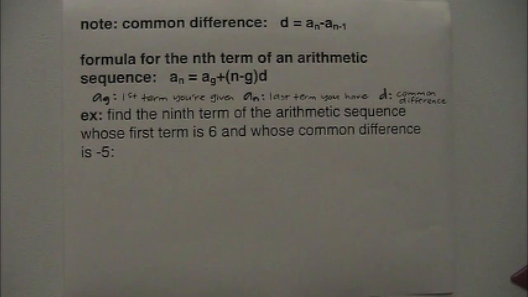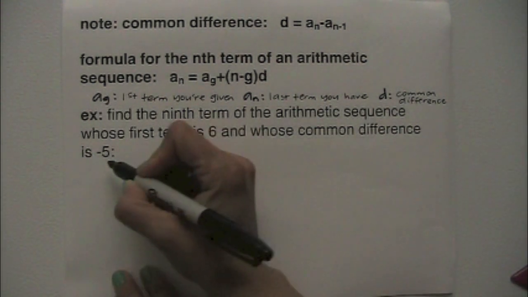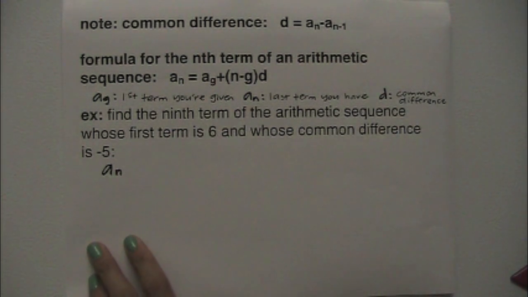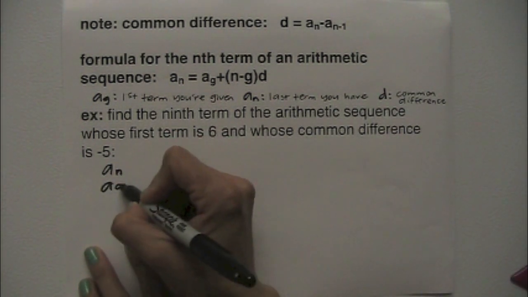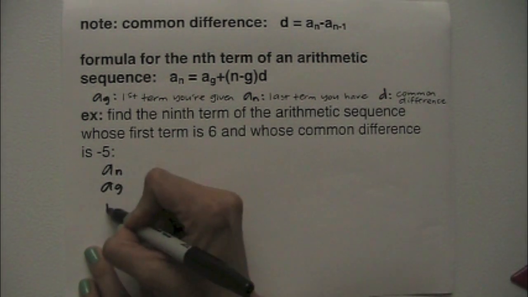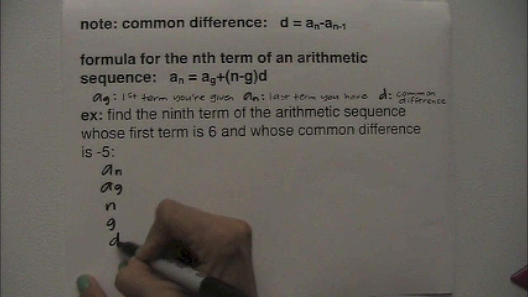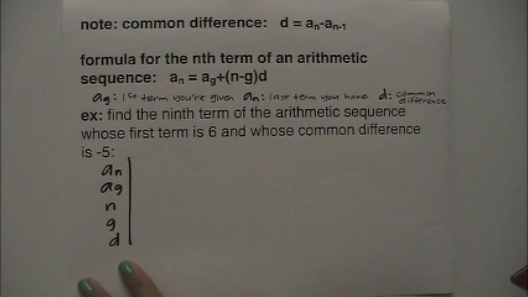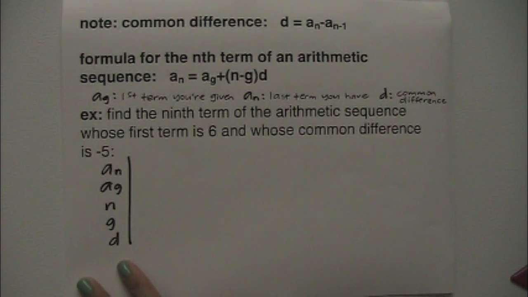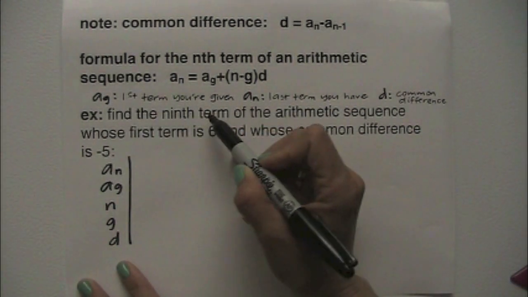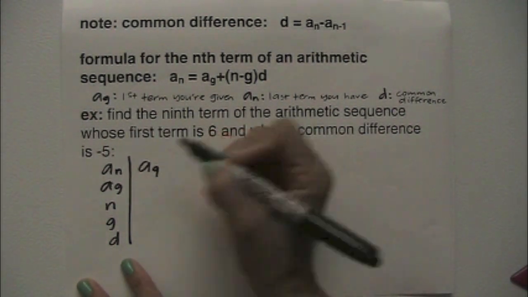So here's an example. Find the 9th term of the arithmetic sequence whose first term is 6 and whose common difference is -5. What I like to do is create a chart. I'm going to say a sub n, a sub g, n, g, and d. For a sub n, we're trying to find the 9th term, so we're going to label that a sub 9.